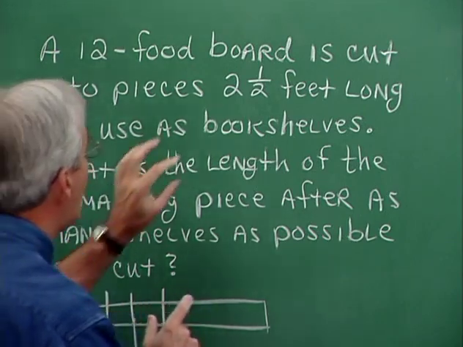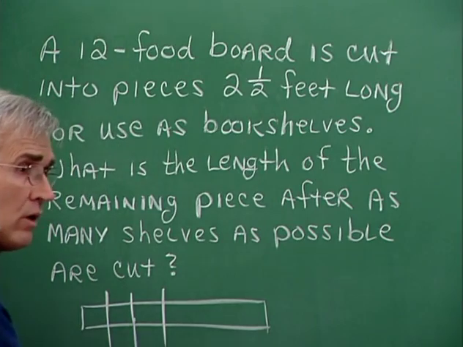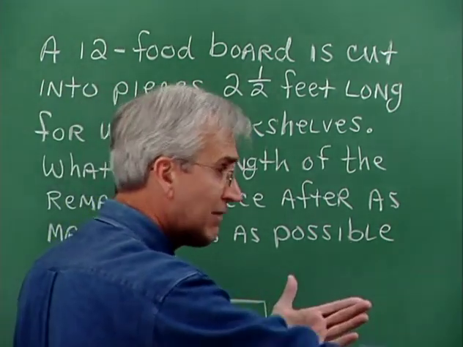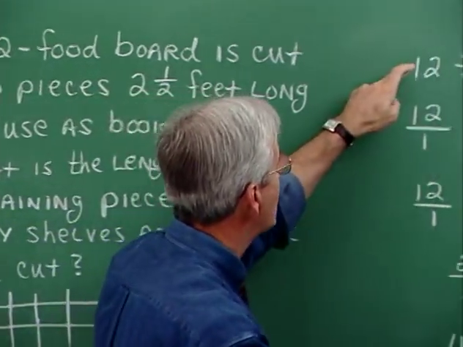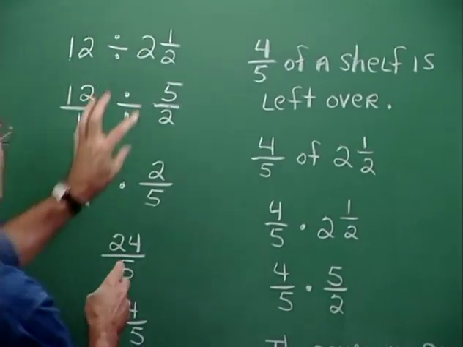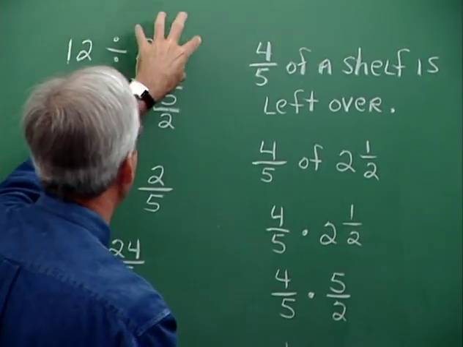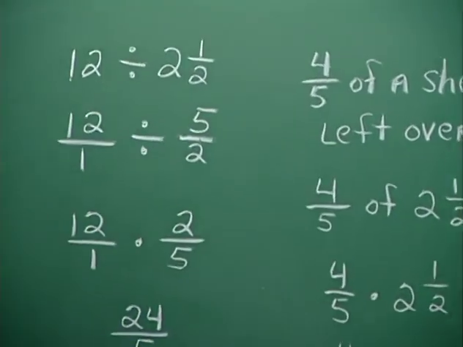So to find out how many of these 2.5-foot units there are in this 12-foot board, we divide. We take 12 and divide by 2.5. So it's 12 divided by 2.5. And our answer will be the number of these there are in that. You see, how many of these are in there? That's what we're finding out here.